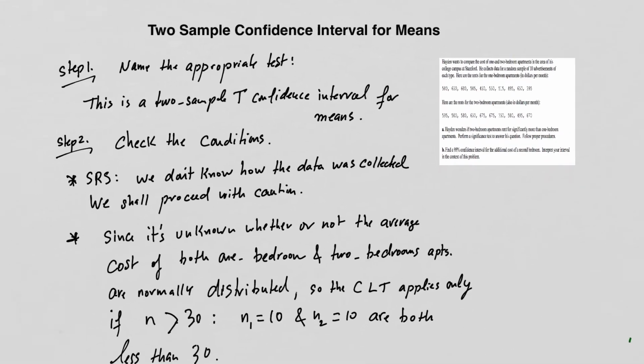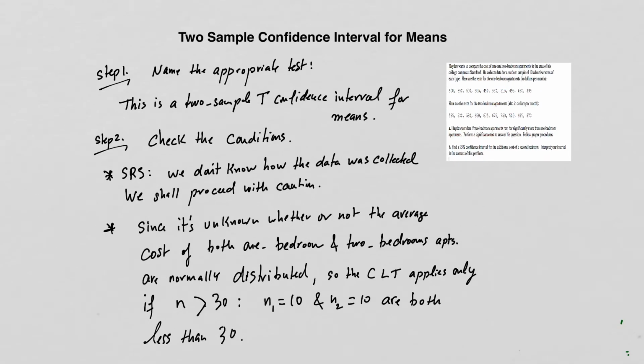So, the conditions are literally the same. Nothing changed. In the past, we had to state H null and HA in symbols and words, and then name the appropriate test. For now, we're doing a confidence interval. So all we have to do is name the appropriate test. So this is clearly a two-sample t-test, not a z-test. And it is a confidence interval for means, not for proportions.